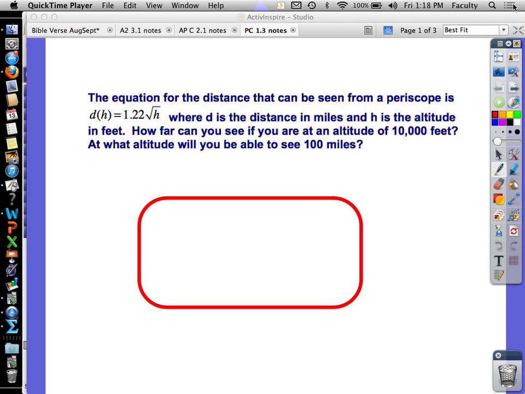Okay, the equation for the distance that can be seen from a periscope is d of h equals 1.22 square root h, where d is the distance in miles and h is the altitude in feet. How far can you see if you are at an altitude of 10,000 feet? Is there someone who can explain how to answer the first question? What would I need to do? Tyler?